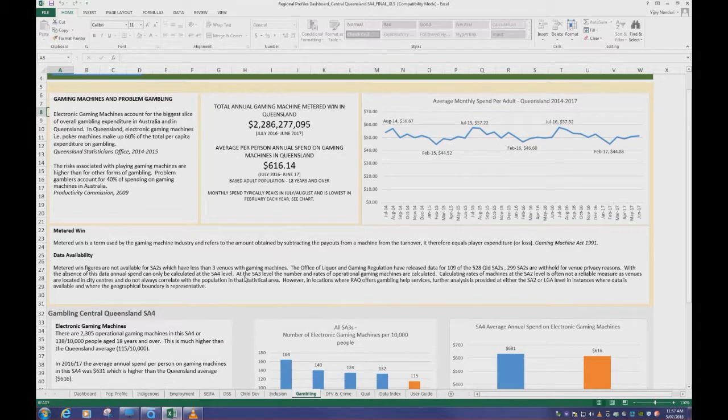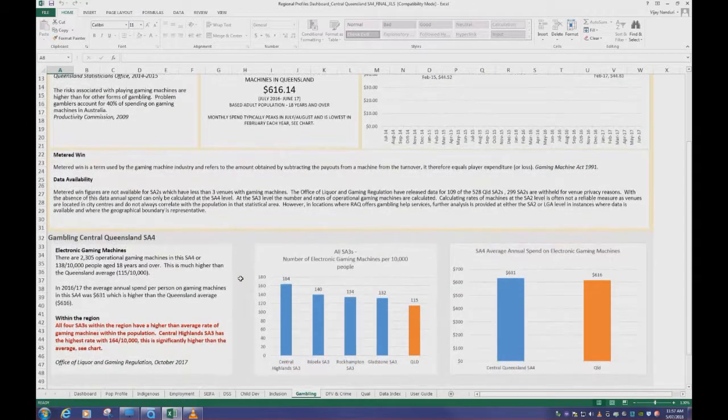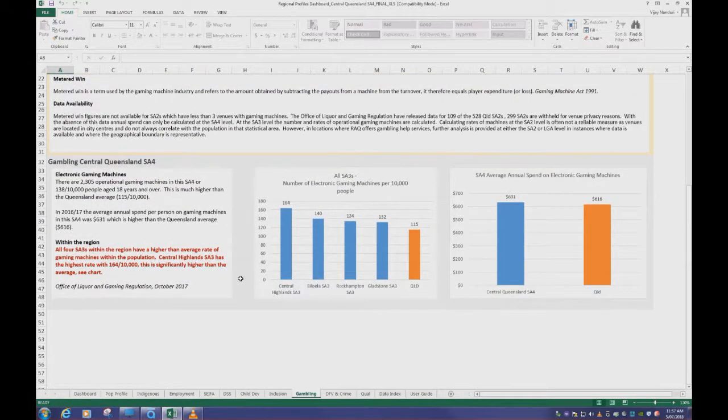The Office of Liquor and Gaming Regulation will not release metered win for those statistical areas which have 3 or less gaming venues, such as pubs or clubs. At this point in time, therefore, data can generally only be presented at the SA4 level.